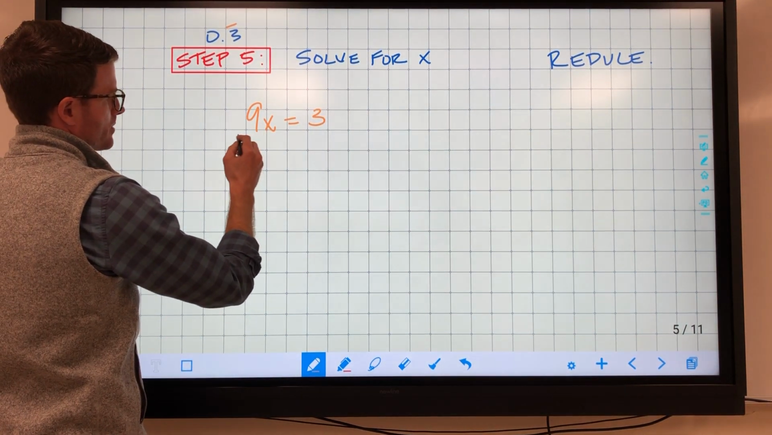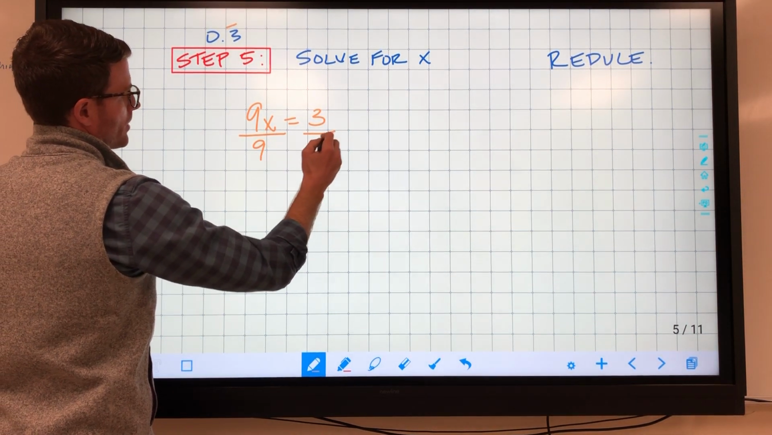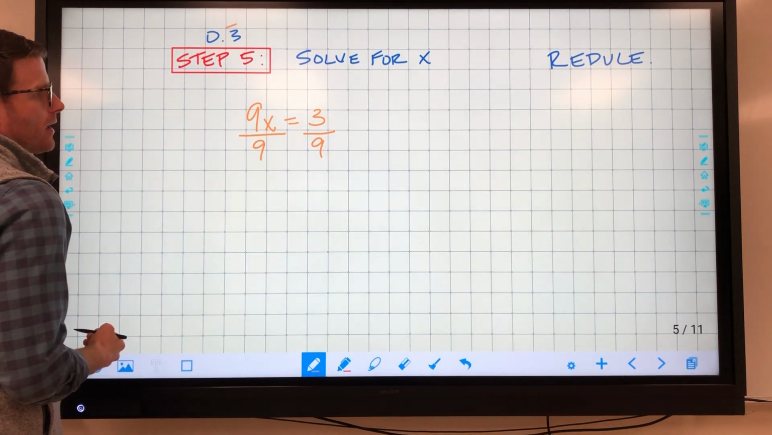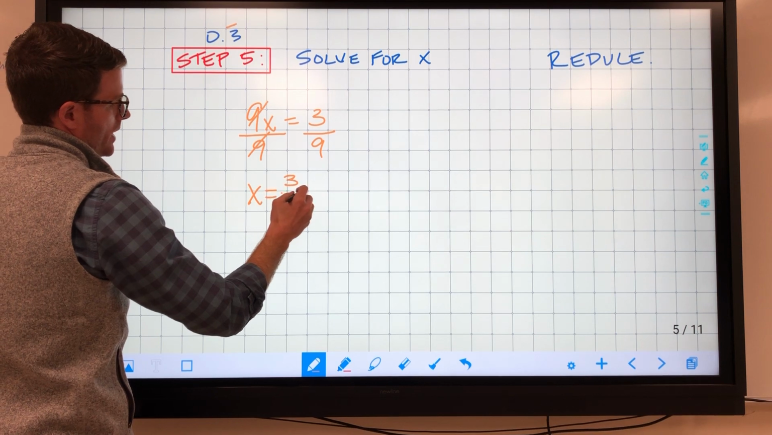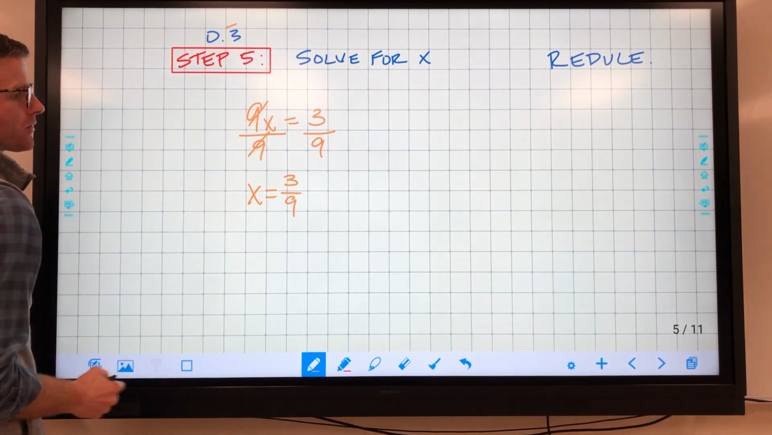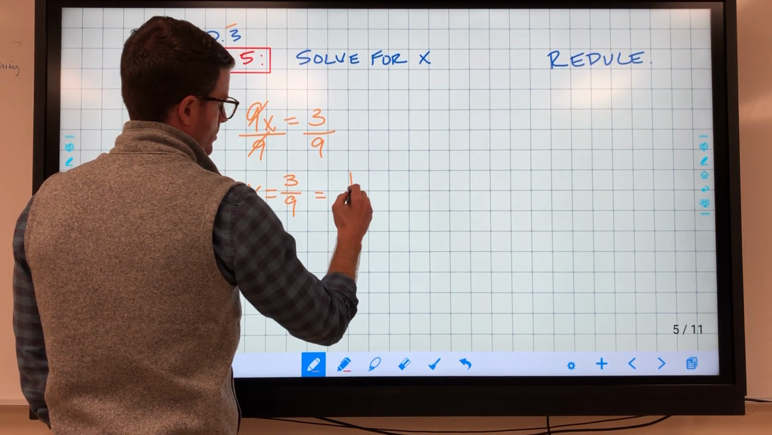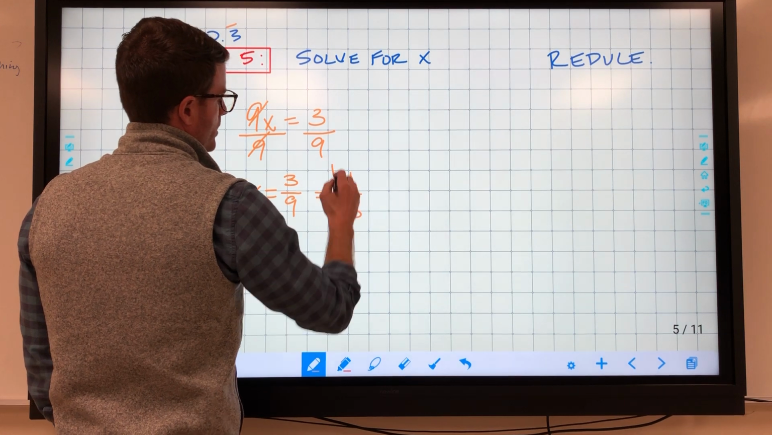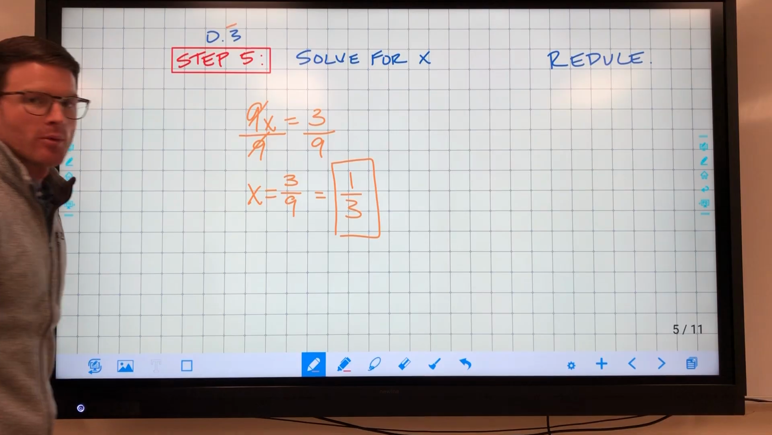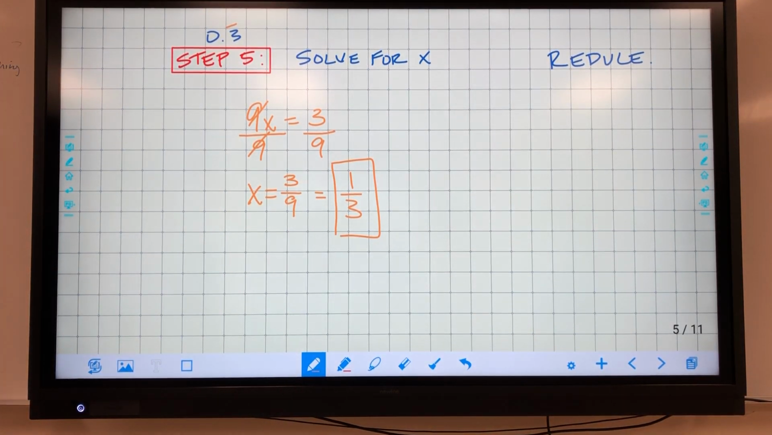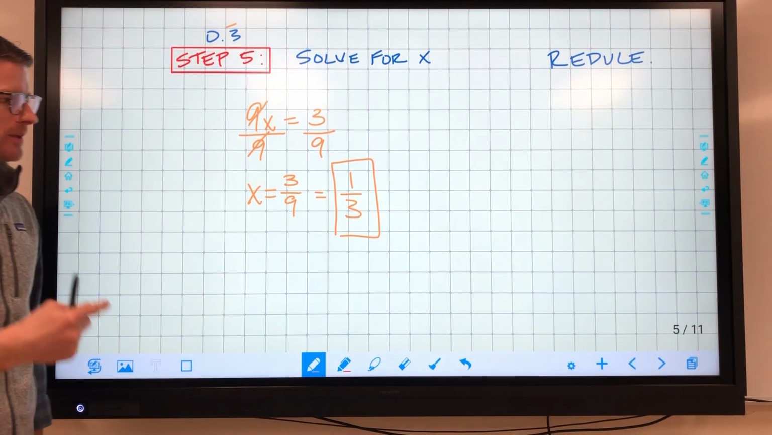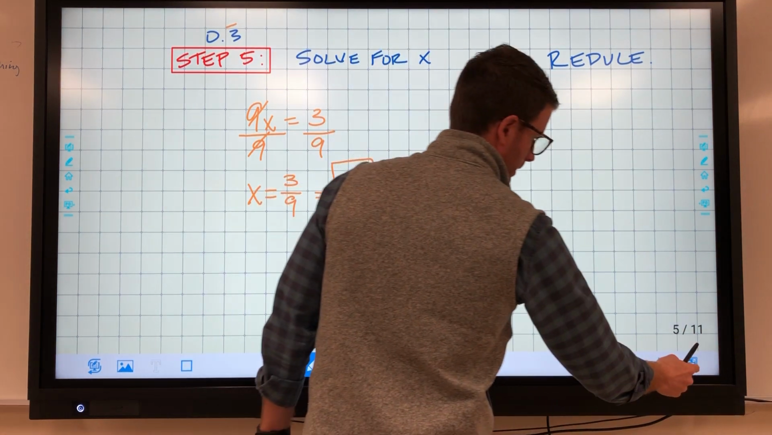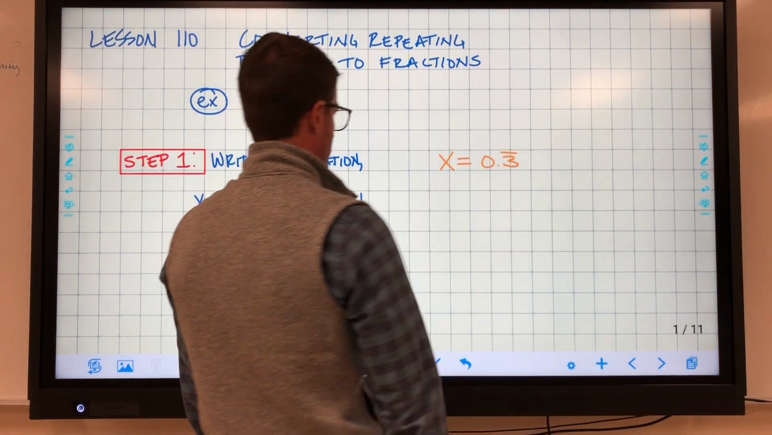So what's happening to x? It's being multiplied by 9. I'm going to divide both sides by 9, all right? And I get x equals 3 over 9, and now I reduce. 3 over 9 is equal to 1/3. So 0.3 repeating in fraction form is 1/3. All right. So I'm going to go back before I show you a couple more examples.